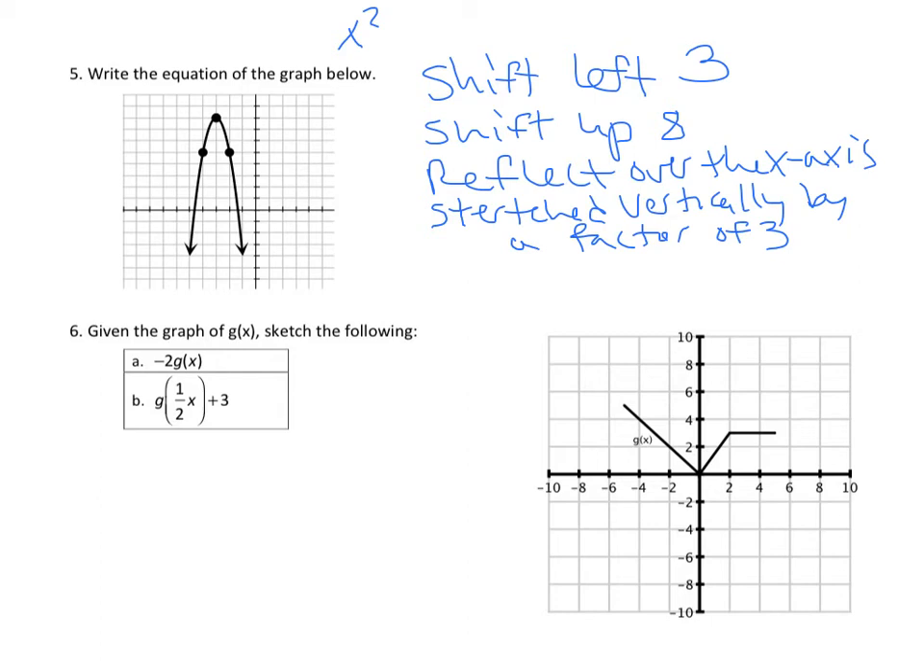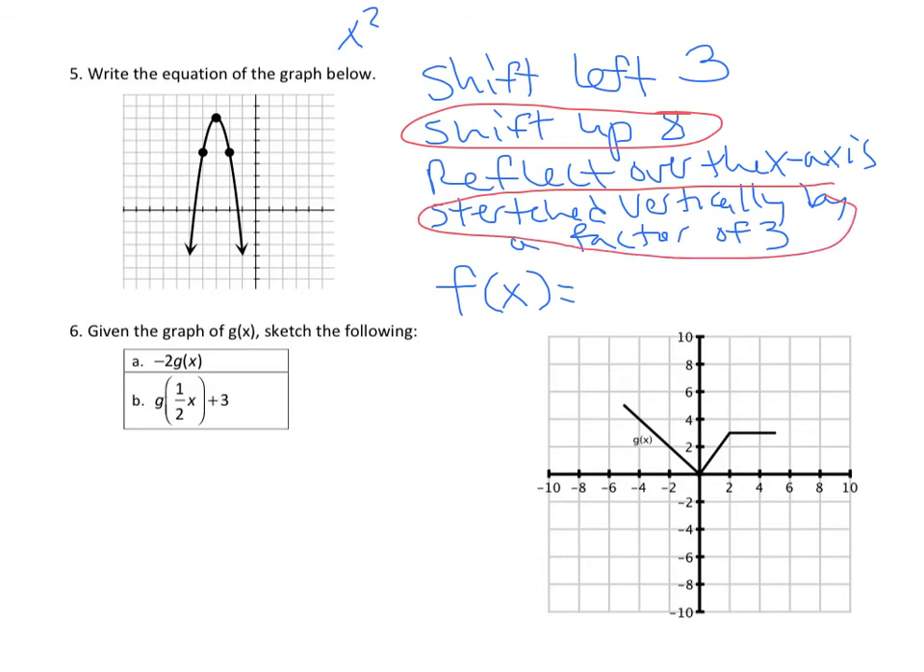So to write this as a function, I say f of x equals, now everything that happens vertically goes on the outside. So my up 8 is going to go on the outside, and the 3 goes on the outside, and my vertical reflection. So all of these are going to go on the outside. So we get a negative because of our vertical reflection over the x-axis. The vertical stretch by a factor of 3 puts a 3 in the front. And then we put our parentheses.